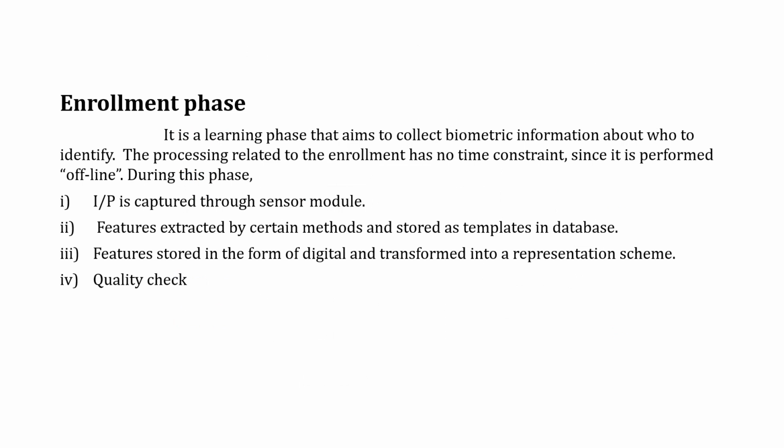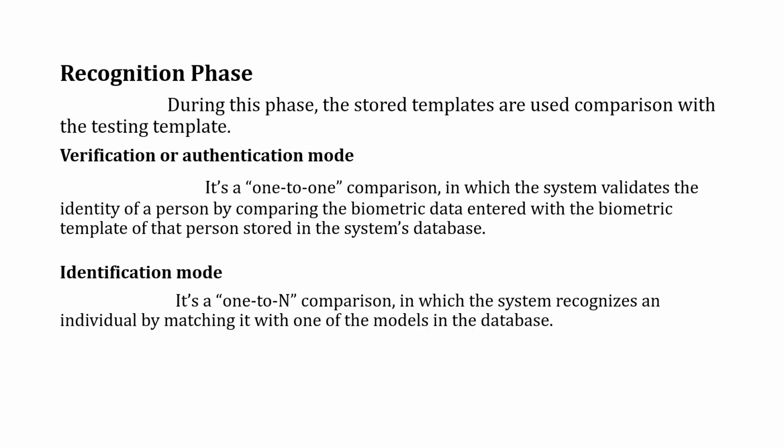The enrollment phase is a learning phase that aims to collect biometric information about the person to identify. The processing related to enrollment has no time constraint since it is performed offline. During this phase, input is captured through the sensor module. Second, features are extracted by certain methods and stored as templates in the database. Features are stored in digital form and transformed into a representation scheme. Then we go for a quality check, and then for the recognition phase.